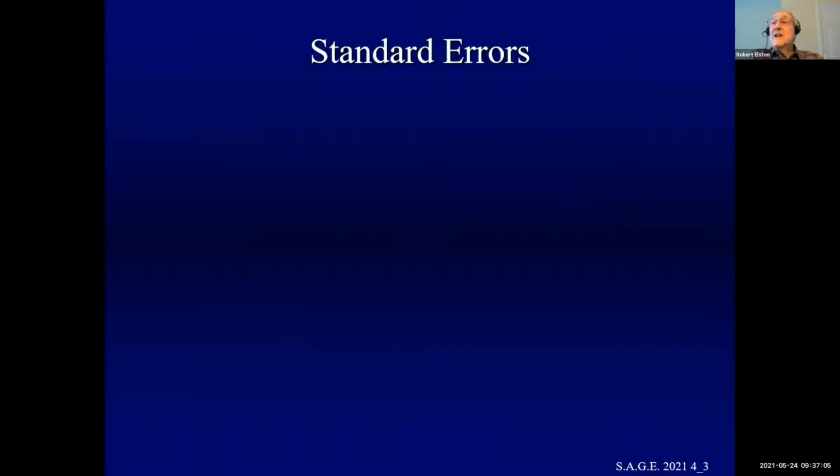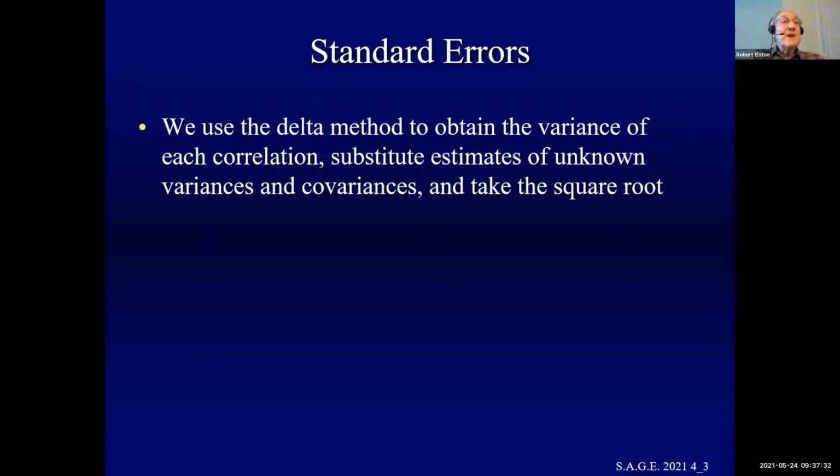So we're going to start with familial correlations. And talk about the standard errors, which we've already talked a little bit about. But the whole point is that these standard errors make no assumptions about the distribution of the correlations. It uses what is known as the delta method to obtain the variance. And then the square root of the variance is basically the standard error.